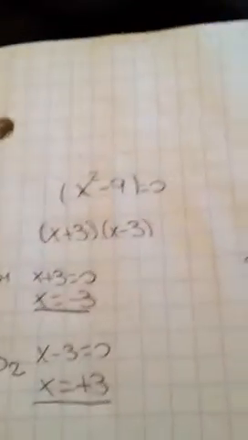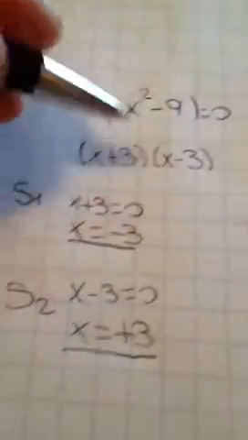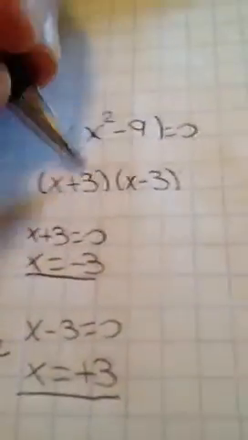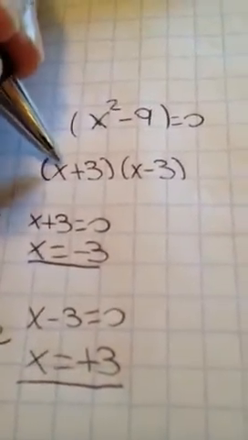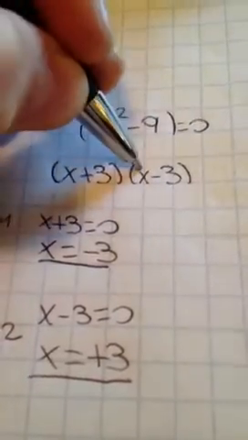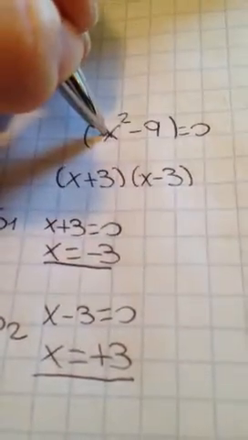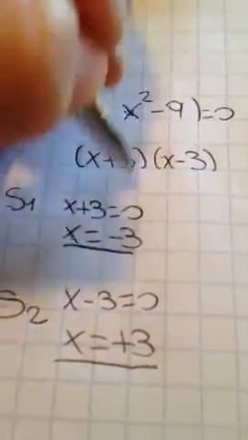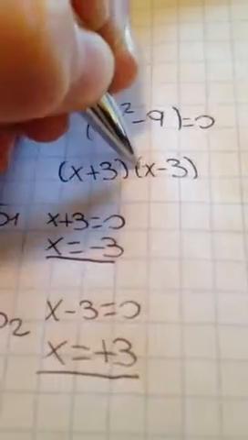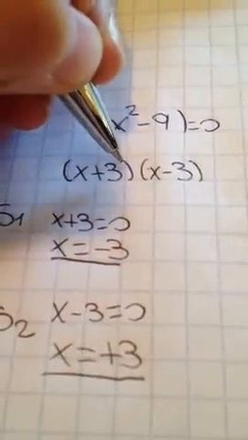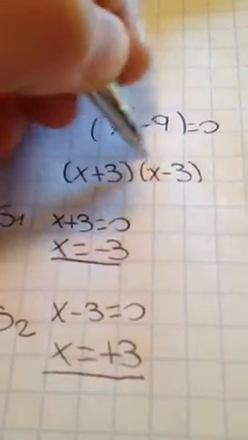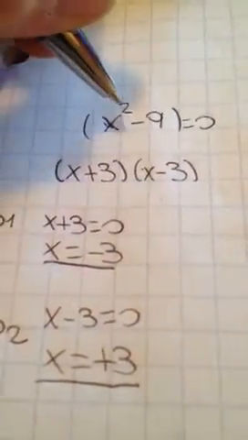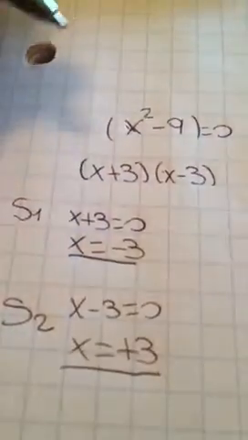And you do this by doing basically reverse FOIL, but to check it you're going to do FOIL. So when you do the first, you're going to do x times x, which gives you x squared, and then the outers, which gives you negative 3x, and then the inner, which gives you 3x, and then the last, which gives you negative 9. And the positive 3x and negative 3x cancel out, so you're left with x squared minus 9.